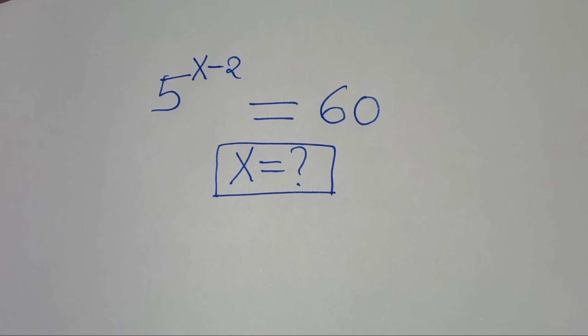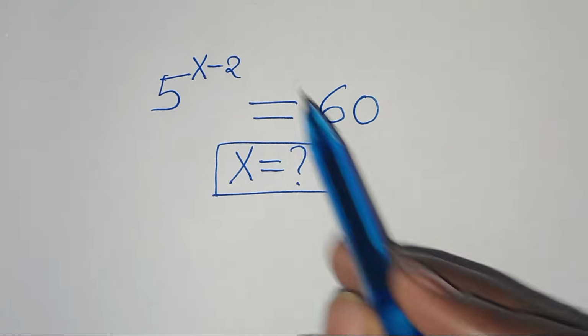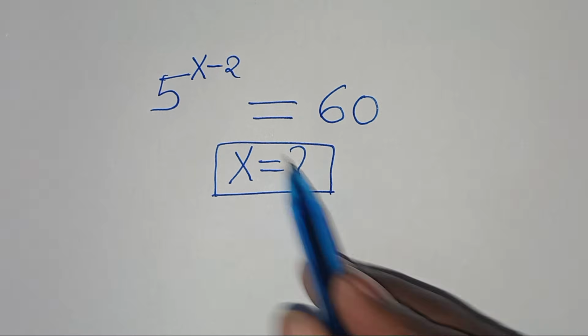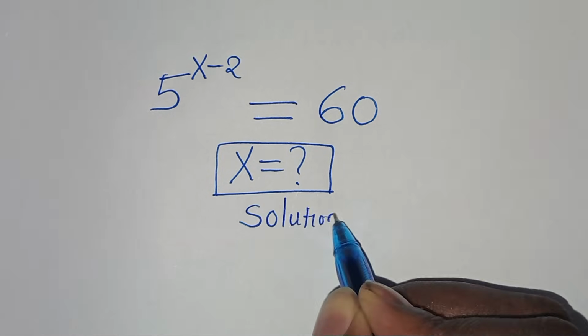Hello everyone, you're welcome to solve this nice exponential equation, which is 5 to the power of x minus 2 equal to 60. So what is the value of x? Now let's provide a solution from here.